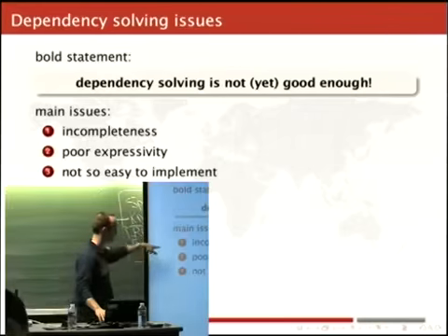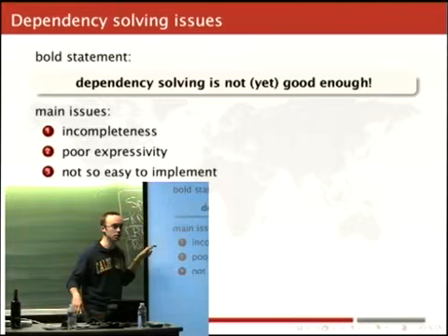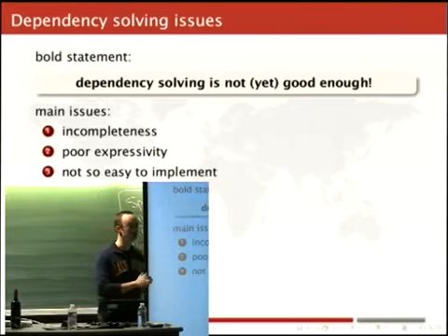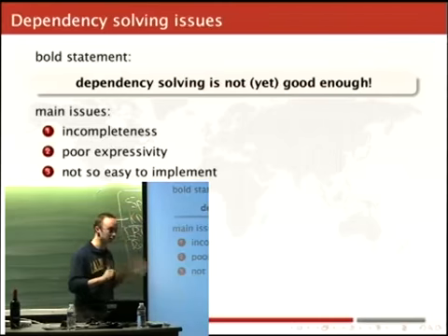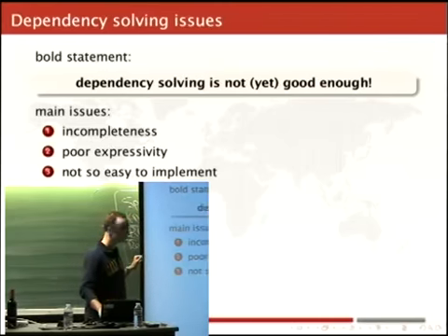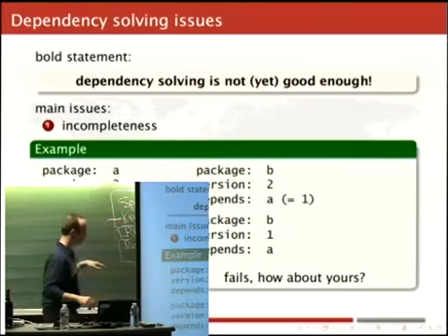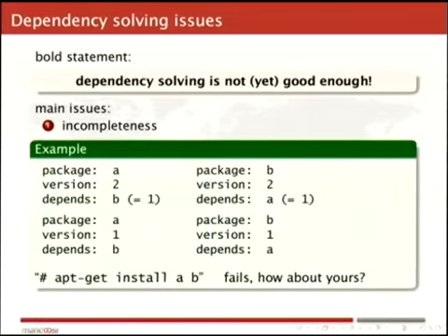The first reason is that currently most package managers are incomplete in their ability to solve dependencies. There are some exceptions, like OpenSUSE's Zypp framework, which is a really complete dependency solver, but in most cases it is not. For instance, I'm a Debian developer, so I have an example here using apt, but other package managers have similar issues. So basically you have a package A version 2, which depends on version 1 of a different package, and you have the same thing in the other direction.